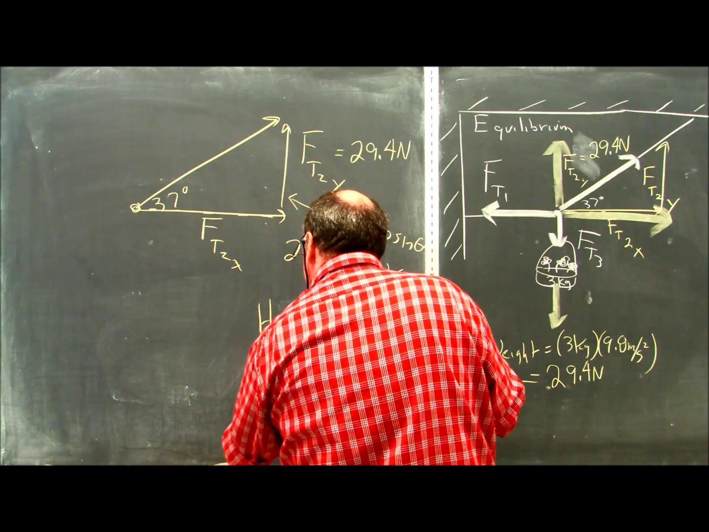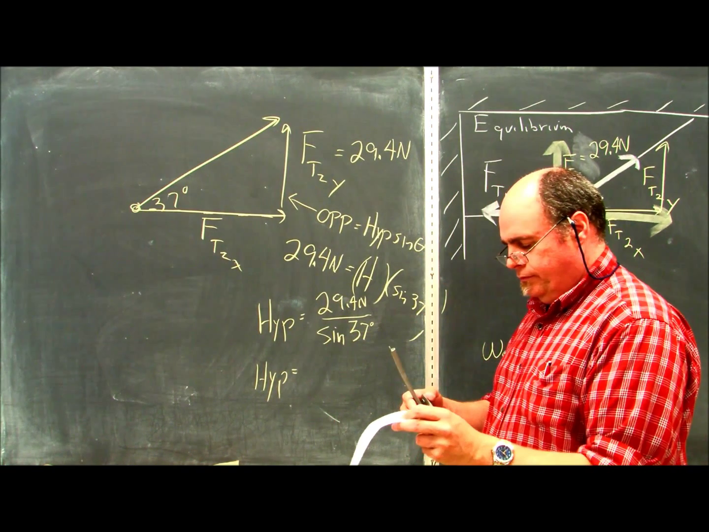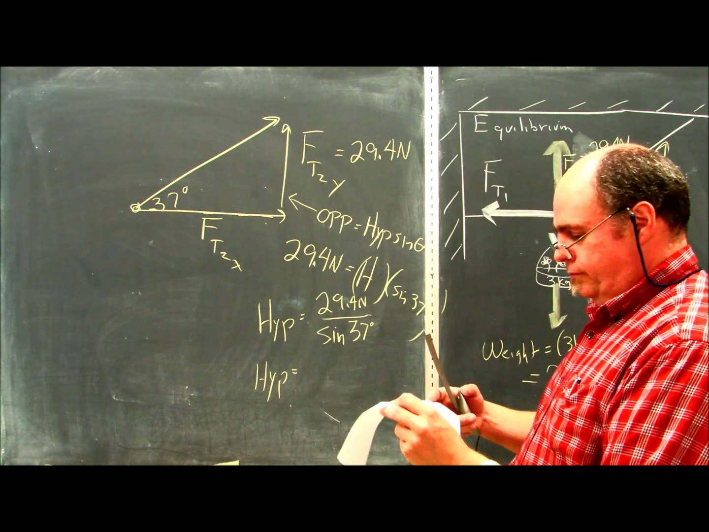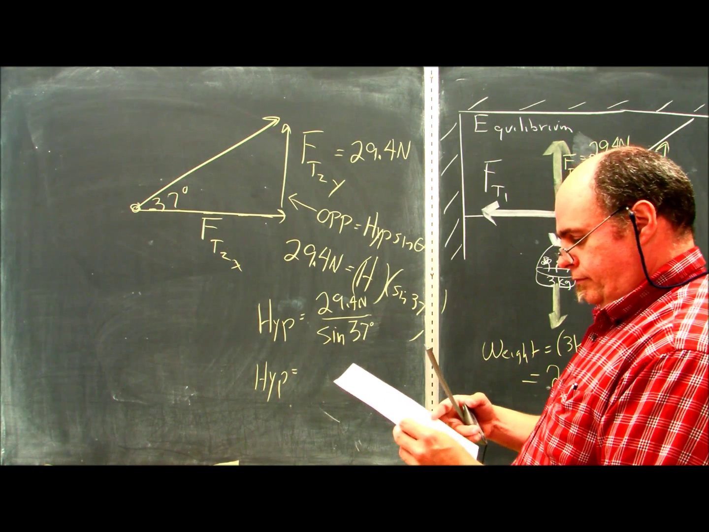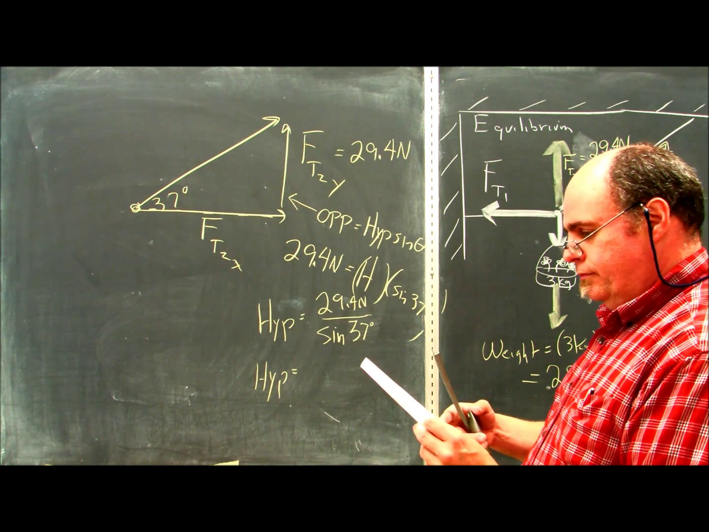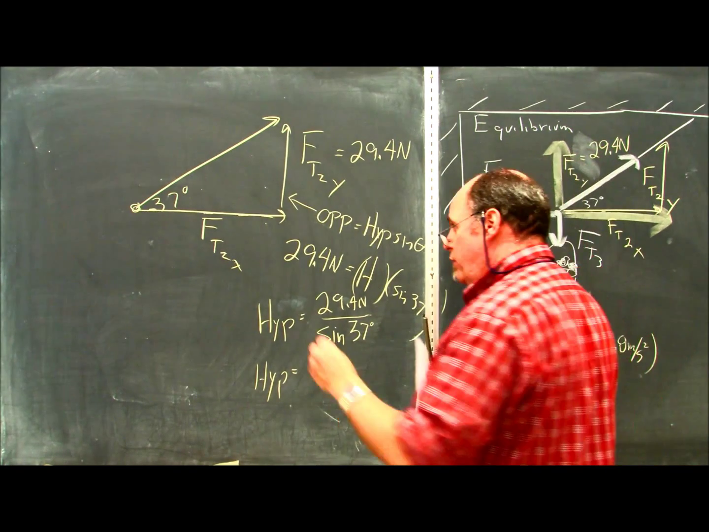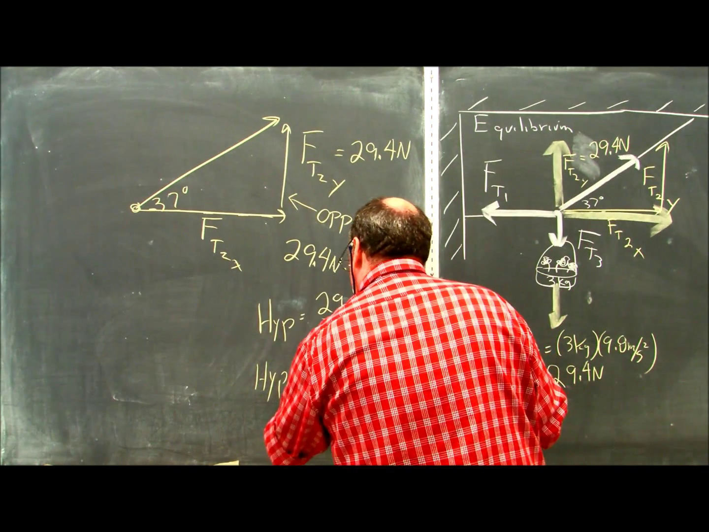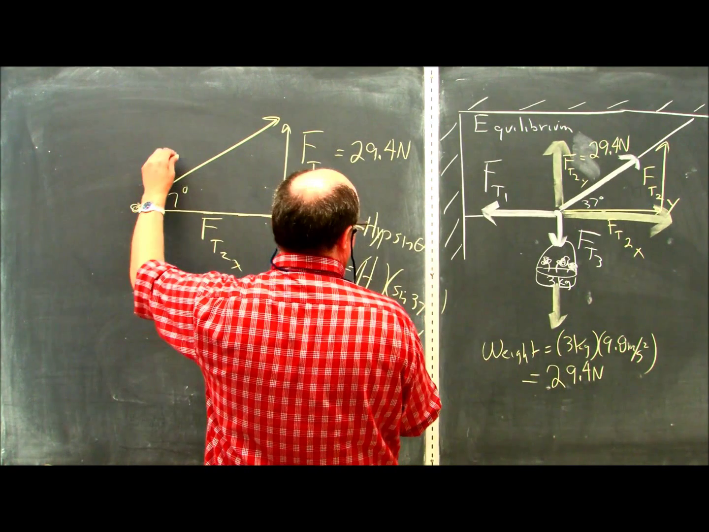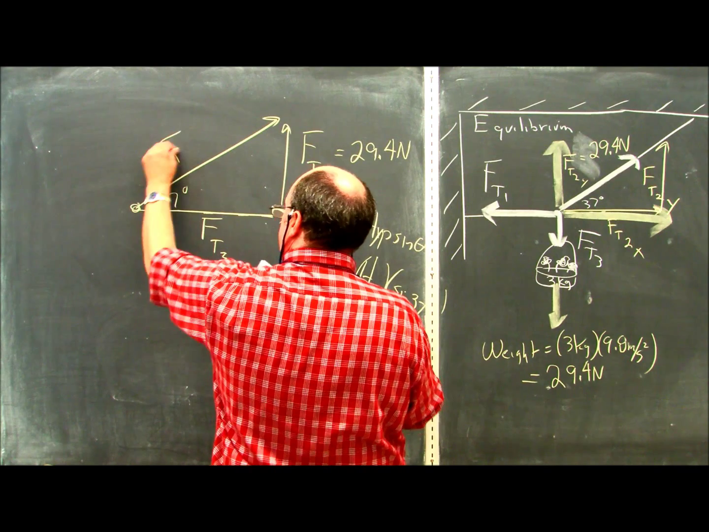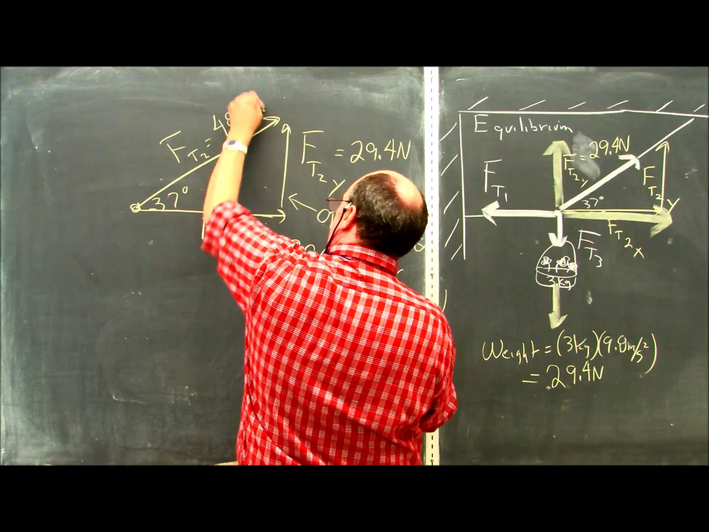And the hypotenuse will come out to be, in this case, 48.8 newtons. So this thing comes out to be 48.8 newtons. So that's this one. That's the real tension. I called this originally the force of tension subscript 2. So it's 48.8 newtons.